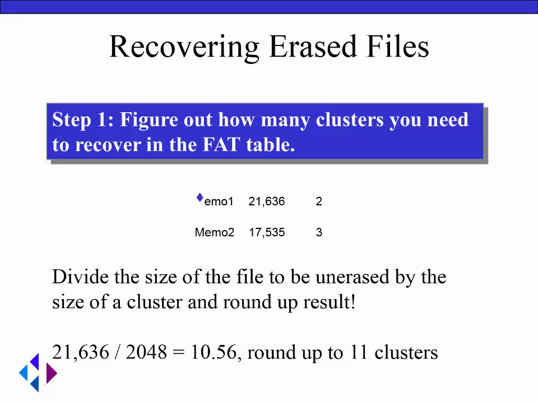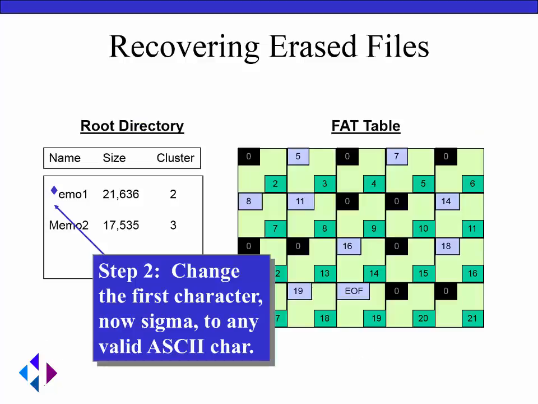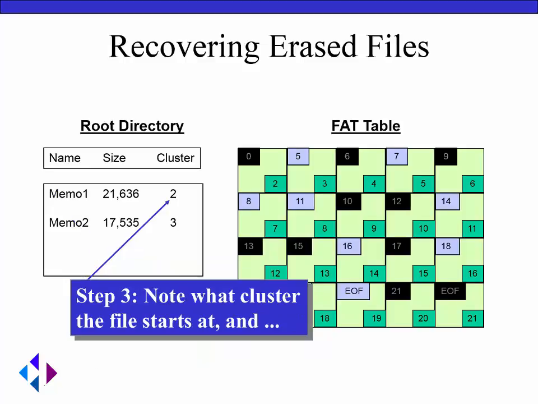To start off the recovery, the first thing we do is change the first character, which is now a sigma, to any other valid ASCII character. Anything through A through Z, 1 through 0, and then some of the specialized characters. But generally, it has to be a valid ASCII character. The next step we do is note what cluster the file starts in. Because that was not erased in our original erasing, we know that it started in cluster number 2.